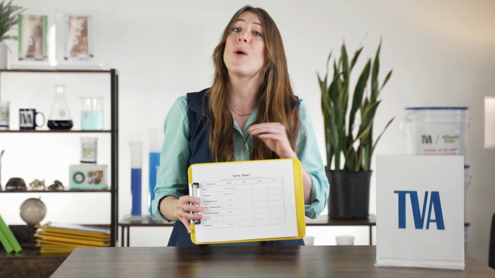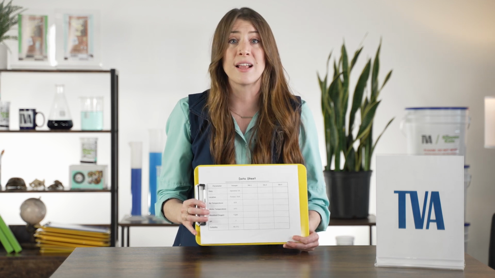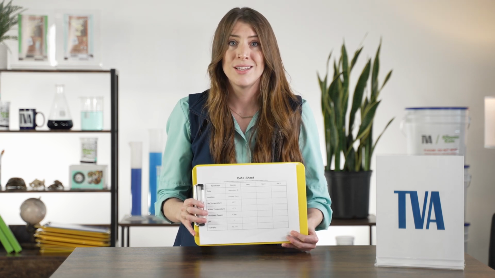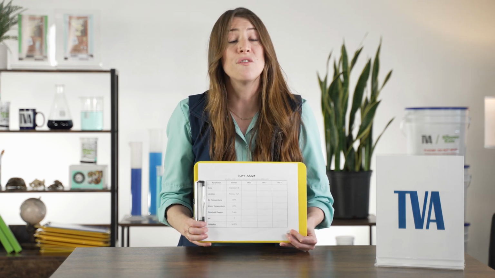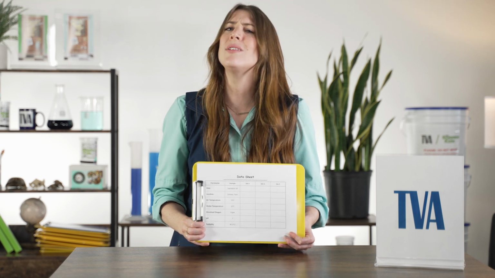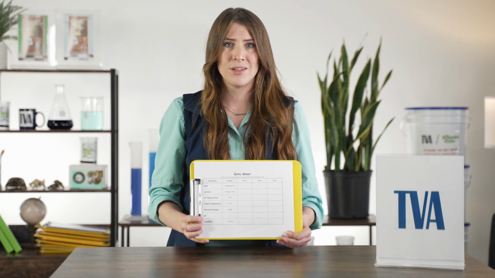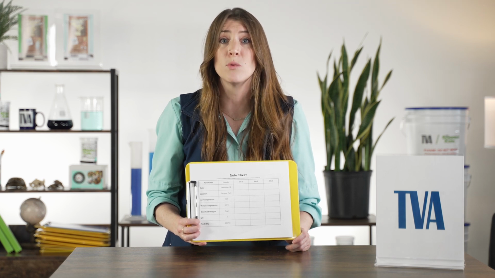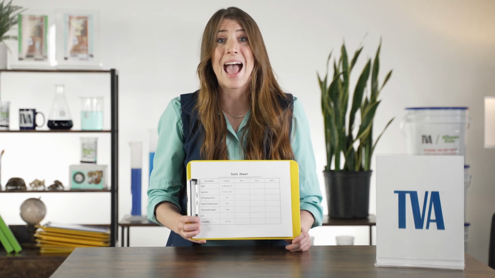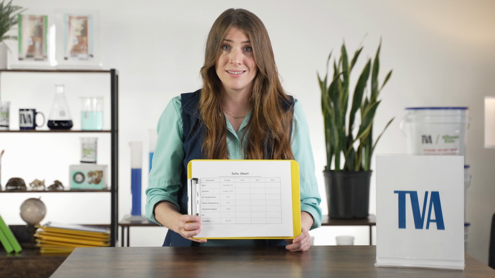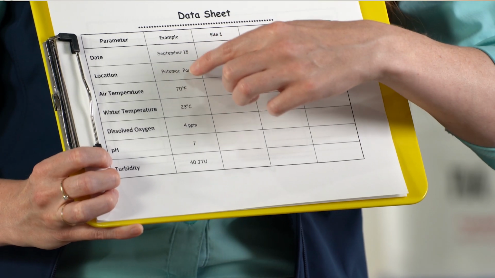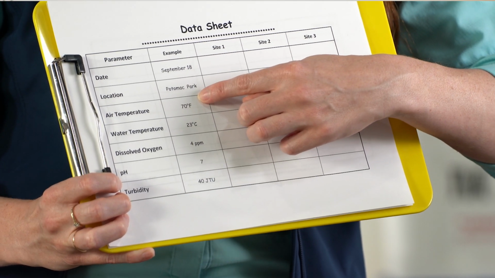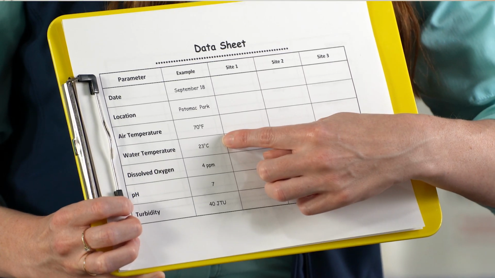Air temperature and weather conditions will most likely affect the results of our water samples. Do you think changing the location could affect the results? Units of measurement are also important. When another scientist looks at your data, they need to know what unit of measurement was used so they can make an accurate comparison. Notice, we have degrees Fahrenheit under our air temperature and degrees Celsius for water temperature.